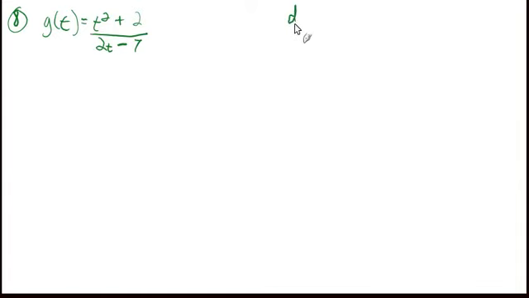Now number 8. t squared plus 2 over 2t minus 7. For these, we're just learning now the product and the quotient rules, and so these problems that we get are going to be pretty straightforward. We see that this is a quotient, so I'm going to need to use the quotient rule.